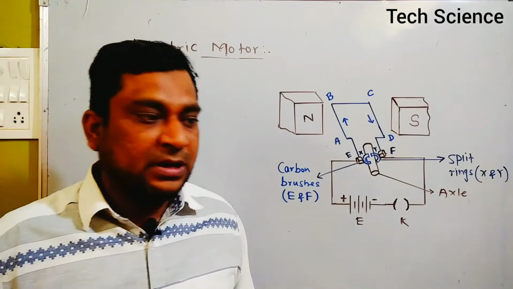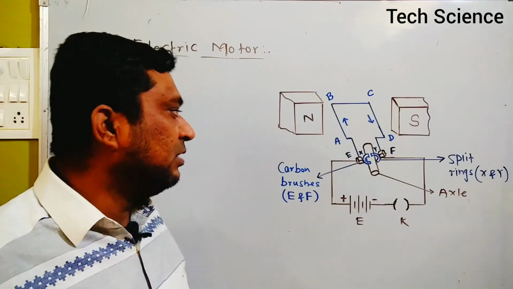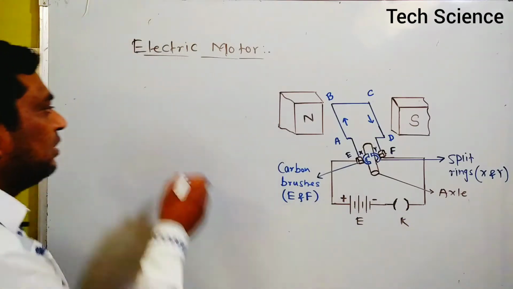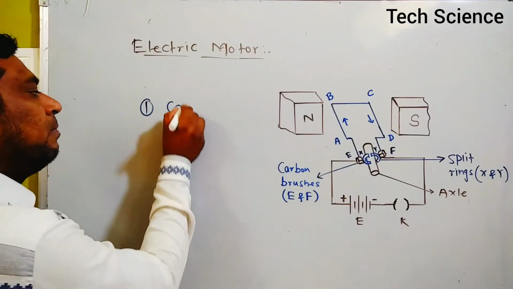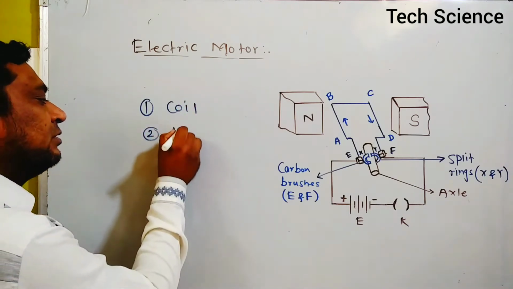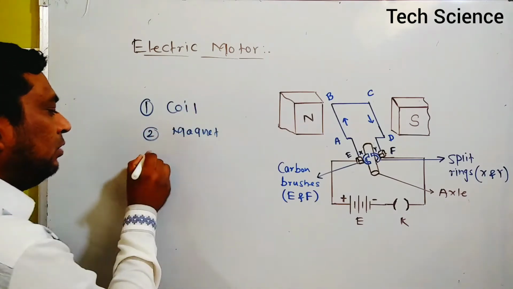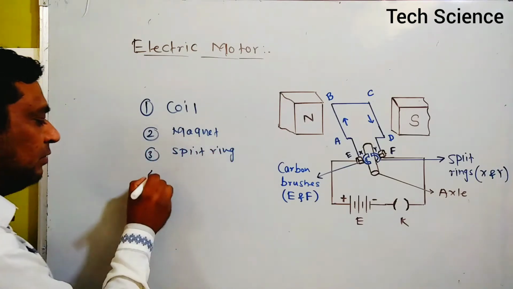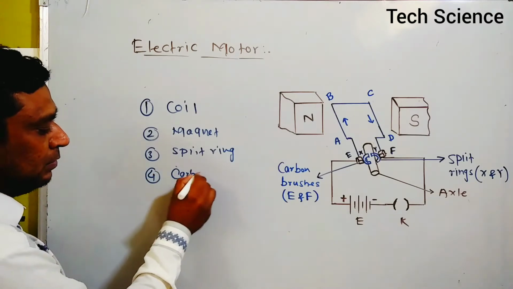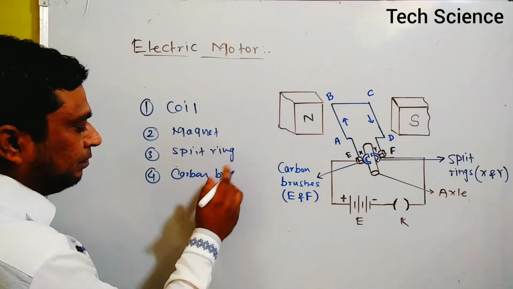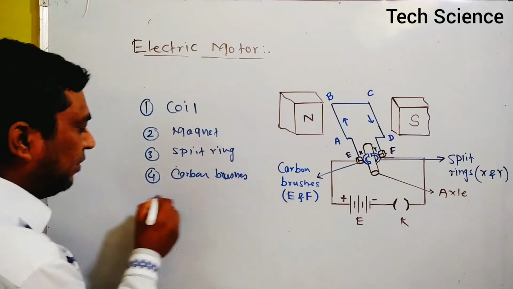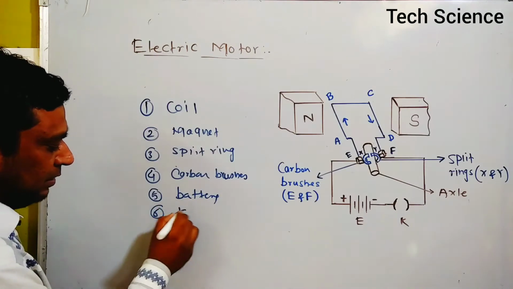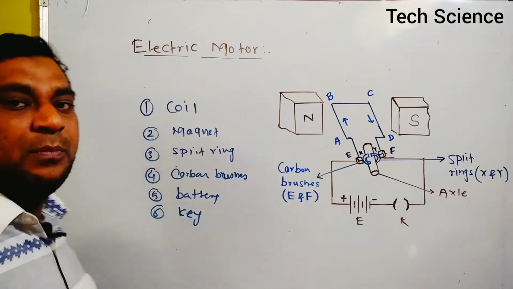What about the third one, regarding the construction? The different parts, as you see in this diagram. Observe which are the different parts. The first is the armature coil. Second, you have the magnet. Third, you have the split rings. Fourth, you have the carbon brushes. Fifth, we have the battery. Sixth, we have the key. These are the different parts.